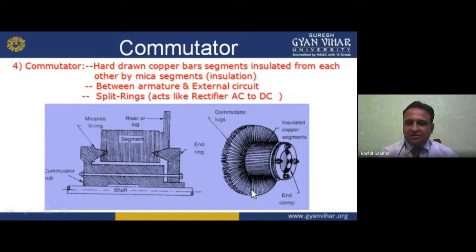These are the commutator lugs through which we connect the commutator bars with the armature conductors, the armature windings. We take current from it, do commutation and convert it into DC. So this is the basic arrangement, basic diagram, or basic construction of the commutator. Segments are there with the mica insulation, lugs are there for the connection, and these are the end clamps. I hope you understand about this. This is the main important part.